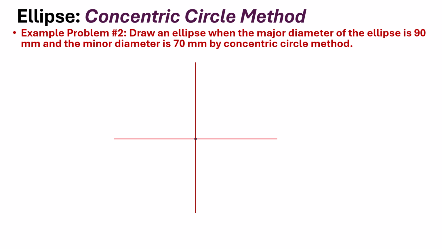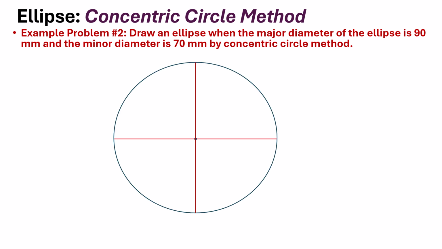So what you have to do is draw a circle with the radius of the major axis and then draw another circle with the radius of the minor axis. Now because the major axis is 90 millimeters, the radius is 45. So you have this first circle with the radius 45, and the minor axis is 70 millimeters, so you have to draw with the radius of the minor axis. So here it is 35. So the second circle is 35 millimeters.